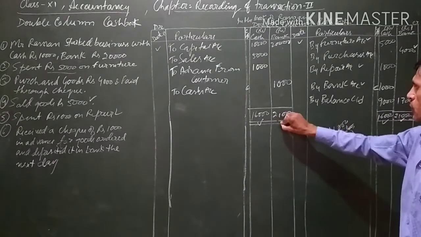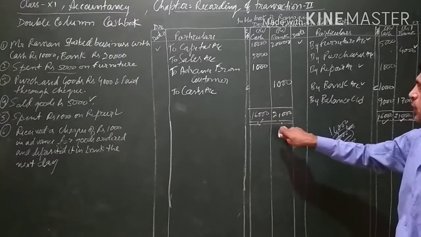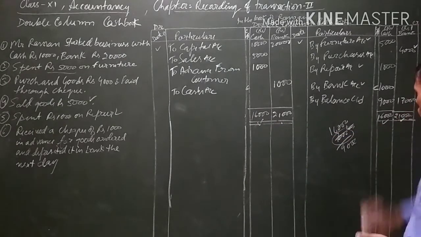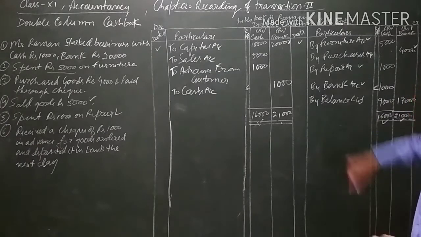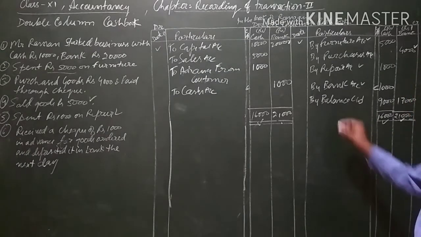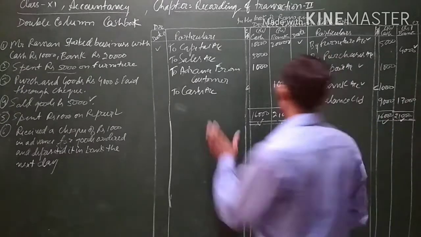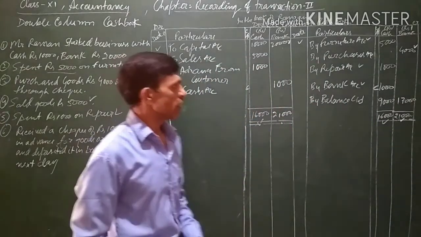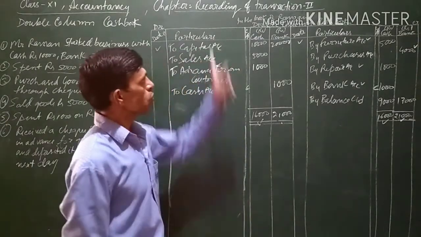Now both the columns, here also on the debit side cash and bank column 16 and 20,000. On the credit side also 16 and 20,000. This is known as balancing of the account, or balancing of the cash book. We have balanced the cash book. Now the totals of the debit as well as credit side are equal. This is all about the double column cash book.